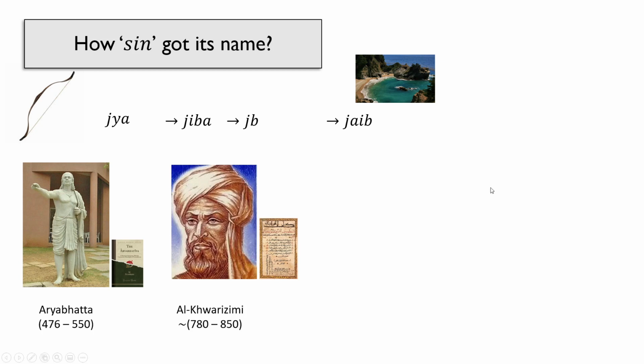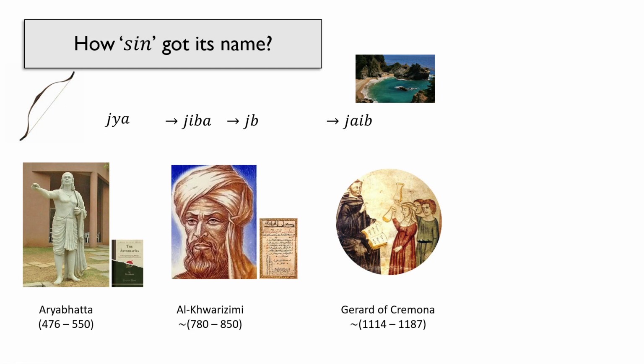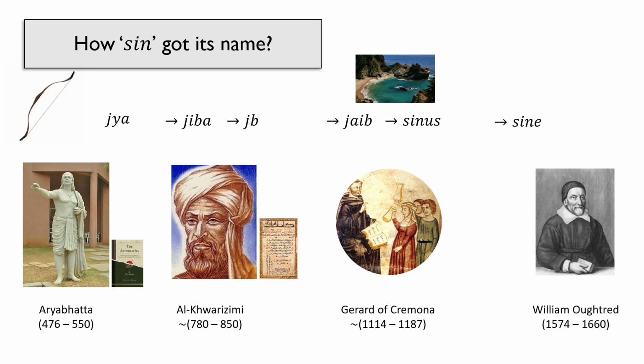Later, Gerardo of Cremona, around 1150 AD, an Italian translator of scientific books from Arabic to Latin, made his translations from the Arabic and replaced the Arabic jaib with its Latin equivalent sinus, from which came our present anglicized word sine. And it is William Oughtred who truncated the last letter E and abbreviated the word sine as just sin. Okay, so that's all for now.